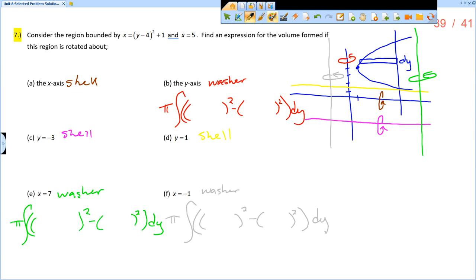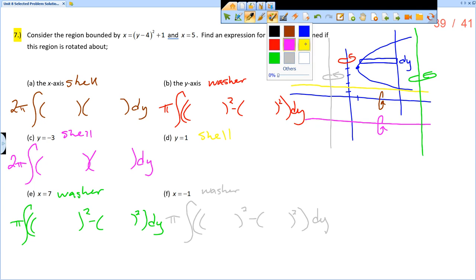All right, and then the shell method is going to be the same for each of those. So shell method, 2 pi times the integral of radius times height with respect to y. All right, let's keep going. Shell, 2 pi times integral of radius times height with respect to y. And then lastly, 2 pi times the integral of radius times height with respect to y. So I have them all kind of ready to go, and now I just need to fill in the details.